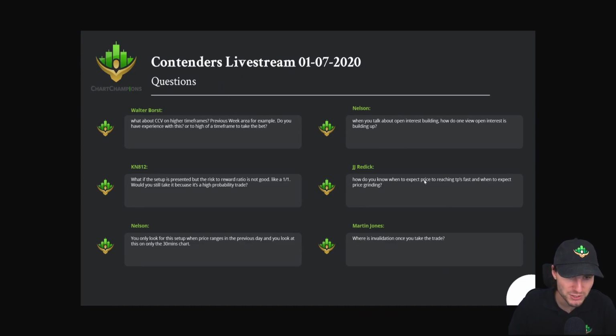How do you know when to expect price to reach take profits fast and when to expect price grinding? The simple answer to that is, it does fall under liquidity. What's the liquidity like in the range that you're trading? What's the volume like in the range that you're trading? What's the open interest like in the range that you're trading? That is how I would judge whether you're going to grind or whether you're going to get that quick wick.